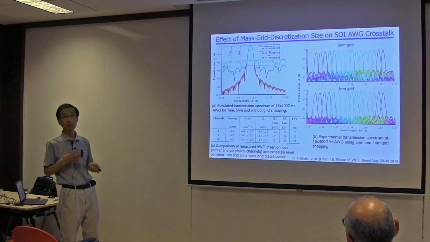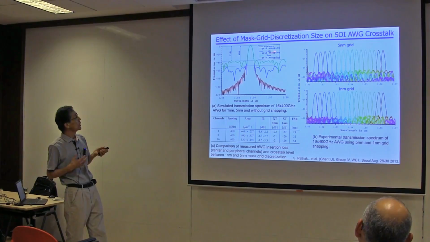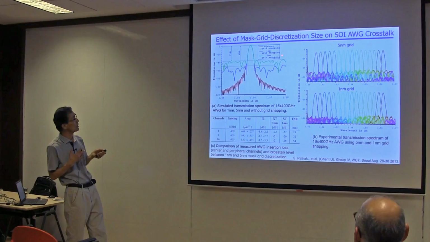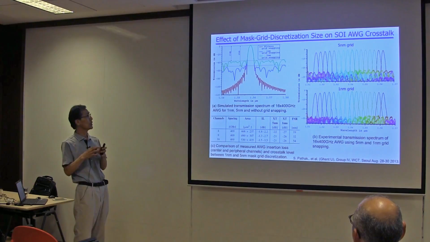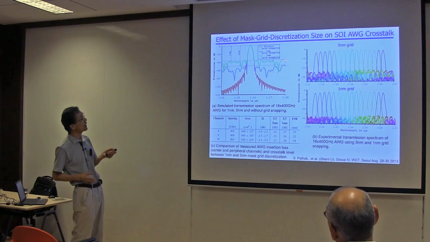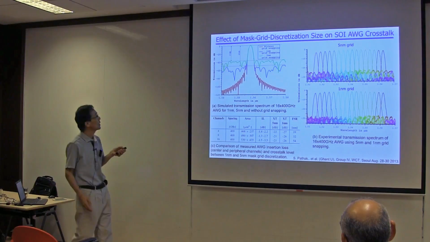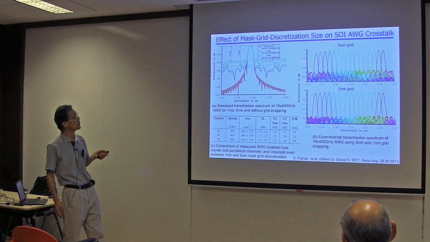So IMEC people or University Ghent people wanted to improve the crosstalk. In the daily CMOS process at IMEC, I suppose, they used a 5 nanometer e-beam grid for making the mask, and that is 5 times smaller by using a stepper. So in practice, 1 nanometer grid is the theoretical irregularity. But anyway, after the heating process, it is somewhat smoothed out. But IMEC people thought this is the origin of bad crosstalk in silicon wire AWGs, and they utilized a 1 nanometer grid.